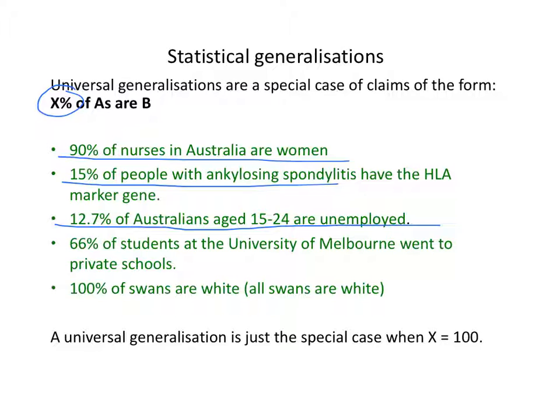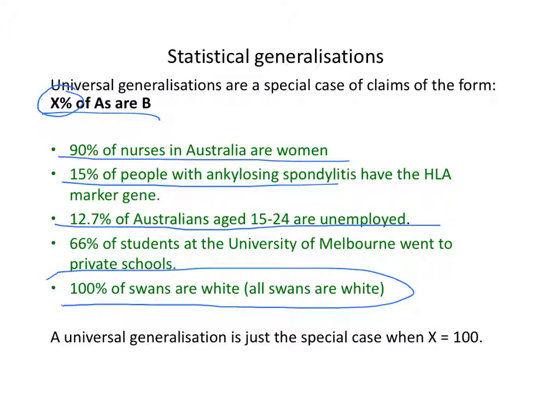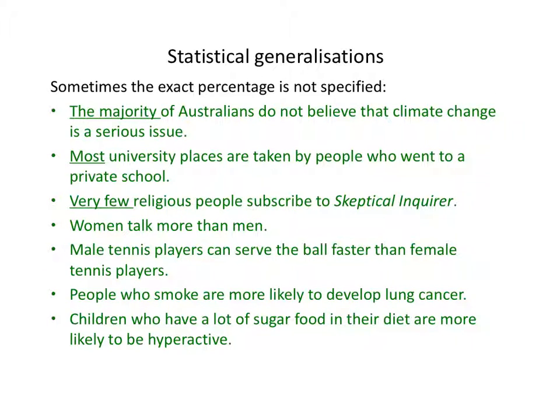So they all say, instead of all A's are B's, they say some percentage of A's are B's. And of course, universal generalizations are, if you like, just the special case where the proportion is 100% or all. So all swans are white can also be thought of as a statistical generalization that says 100% of swans are white. Sometimes you'll find statistical generalizations where the exact percentage isn't mentioned, but a term like most is used instead, as in these examples. The majority of Australians do not believe that climate change is a serious issue. Most university places are taken by people who went to a private school.